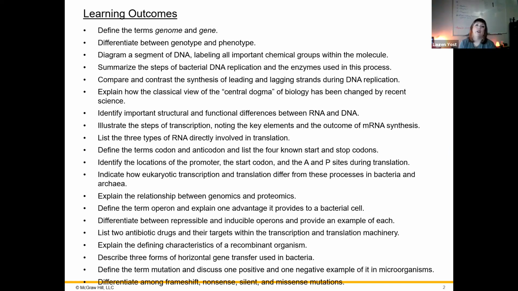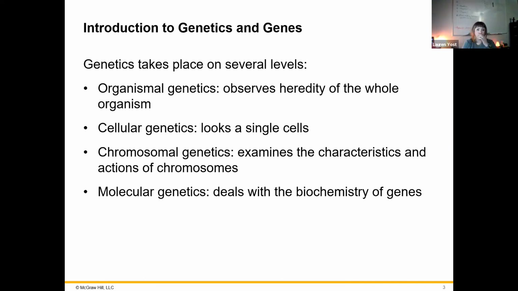Right, here are our learning outcomes. Again, for any of you who want to look into that and see what you're expected to learn from this chapter, these slides will be available online.